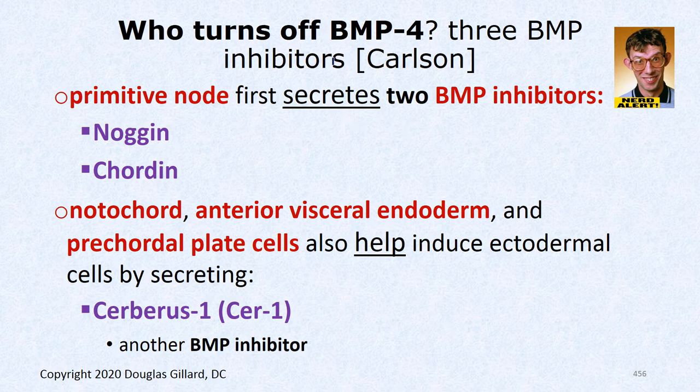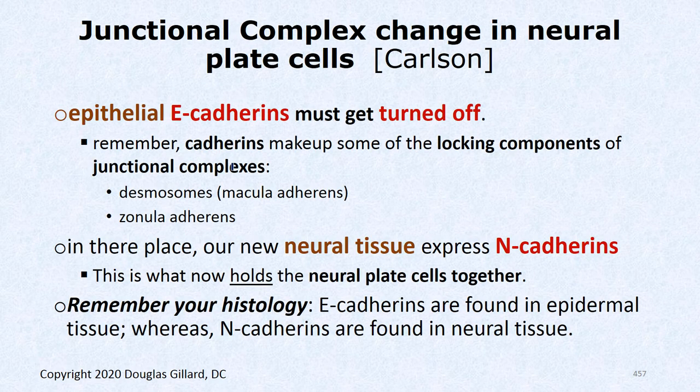So what turns off BMP4? How do we do that? The primitive node secretes two BMP inhibitors, which help make sure BMP4 is not on. That's noggin and chordin. The notochord, the AVE cells, the anterior visceral endoderm, and the precordial plate also help the primitive node by secreting Cerberus-1, another BMP inhibitor. So with these three going, the chances are you're going to get your BMP shut off and you're going to turn them into a neuroectoderm cell.